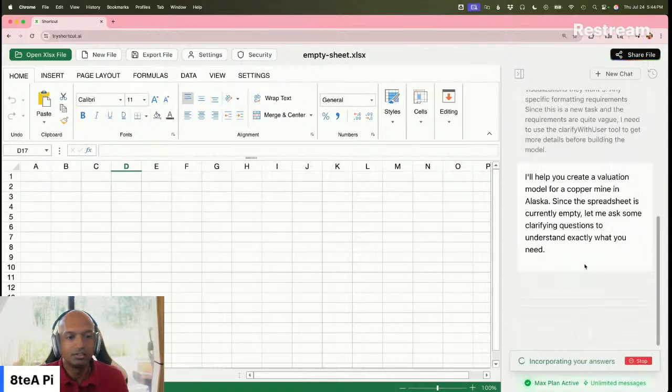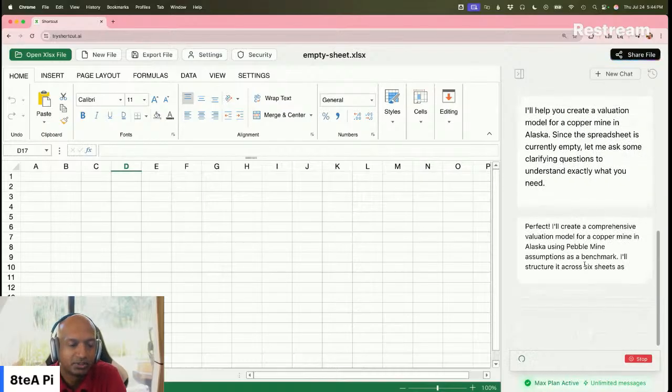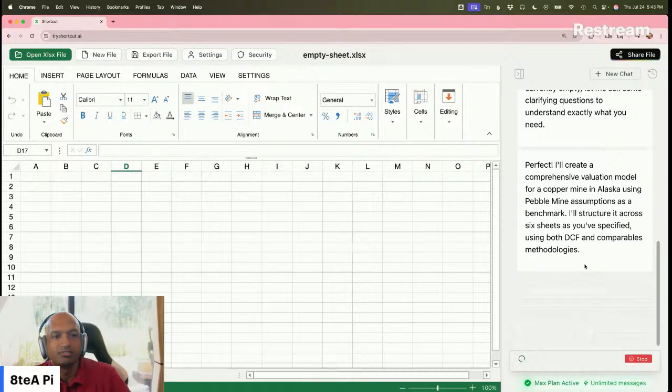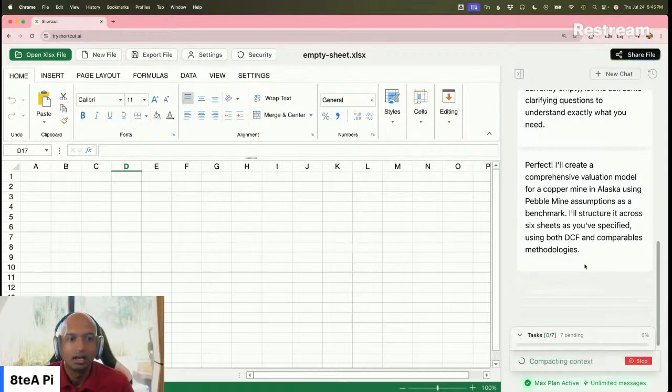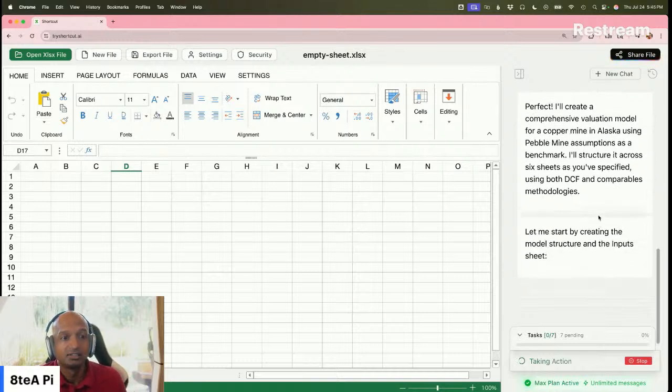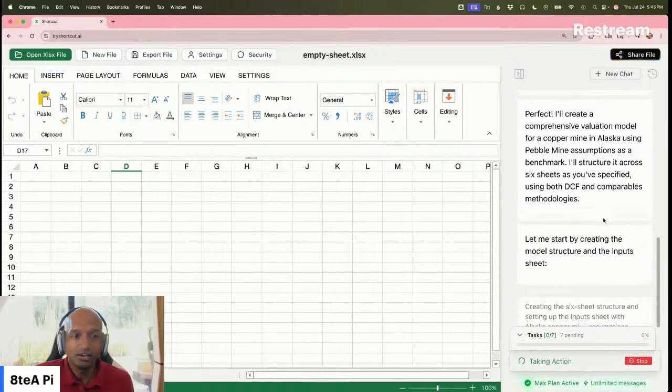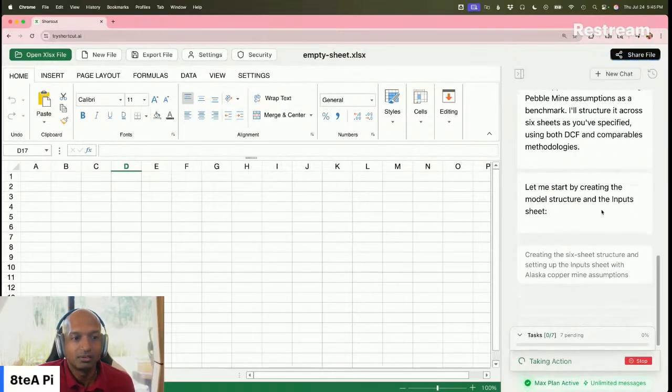So I'm just going to say... it's preparing to execute the task. I wonder if it's going to go and do web searches now. All right, it says perfect. I'll create a comprehensive valuation model for a copper mine in Alaska using the Pebble mine assumptions as a benchmark, structuring across 6 sheets, as you specified, using both DCF and comparables methodology. Let me start by creating the model structure and inputs, creating the 6-sheet structure, and setting up the inputs with the Alaska copper mine assumptions.